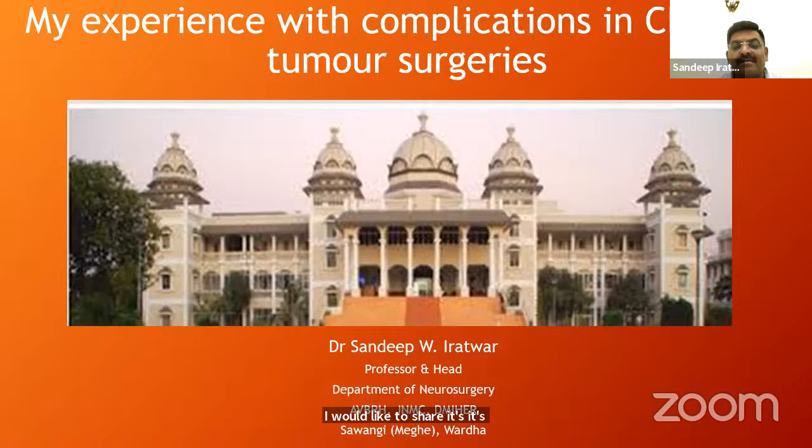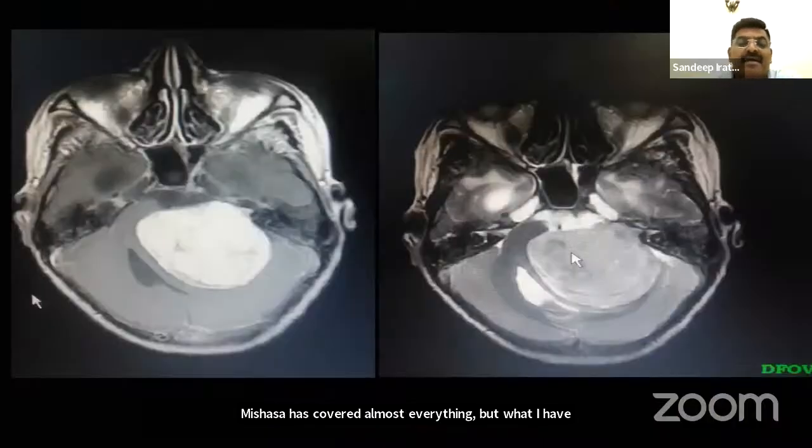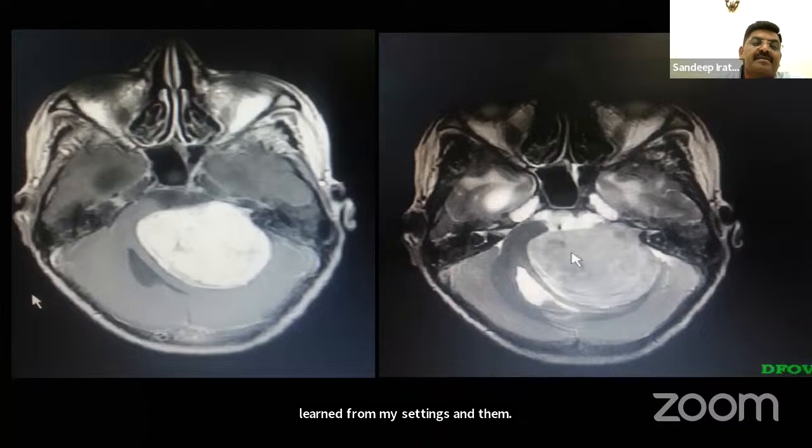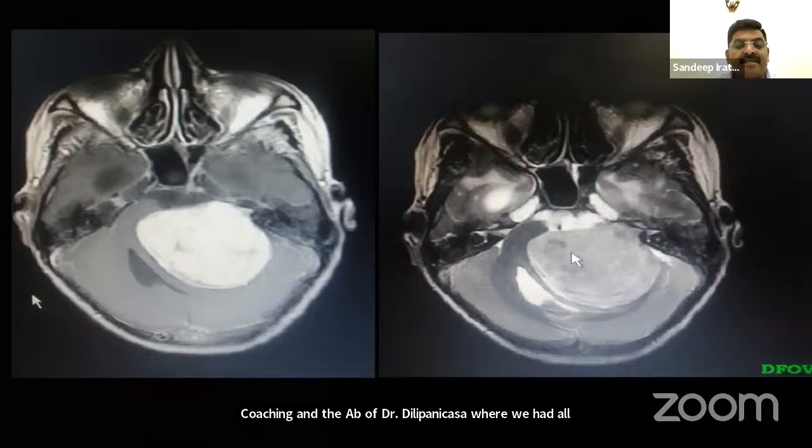Dr. Mishra sir has covered almost everything, but I will share what I have learned from my settings, the place where I had started working in 2012. That might help some young neurosurgeons in the group. Even though I was trained at a very good institution, Amrita Hospital, Cochin, under the able guidance of Dr. Dilip Panikar sir, where we had all the facilities to manage complicated skull-base tumors.